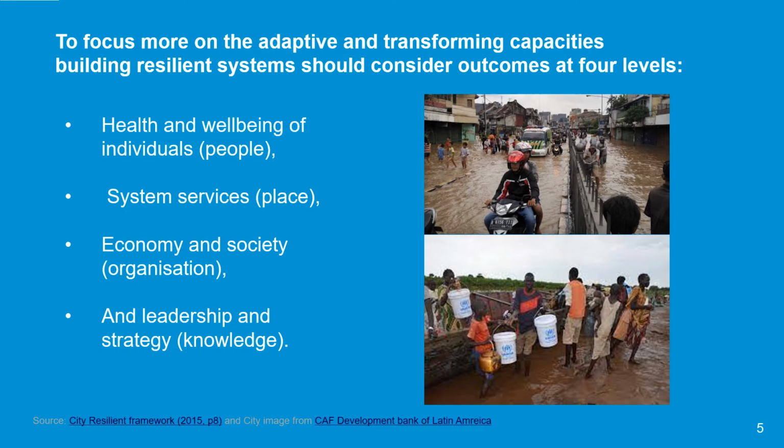Although our individual examples helped us to get familiar with the concept of resilience, to focus more on the adaptive and transformative capacities, building resilient systems should consider outcomes at four levels: the health and well-being of individuals, people; the system services, place; the economy and society, organization; and leadership and strategy, knowledge.